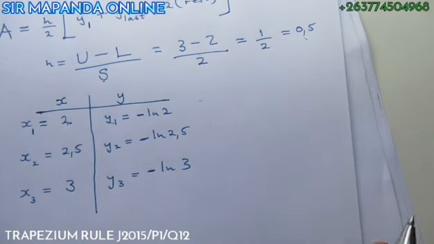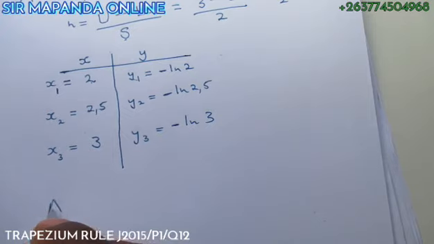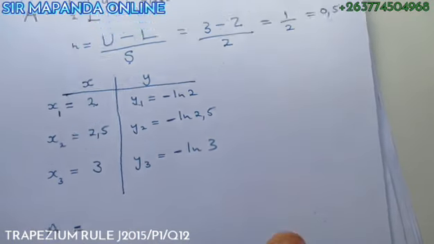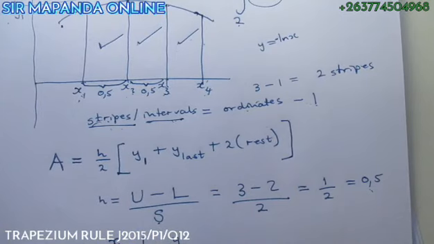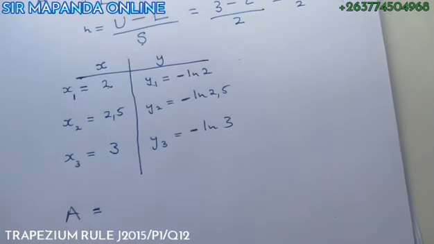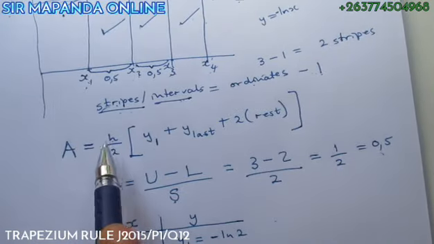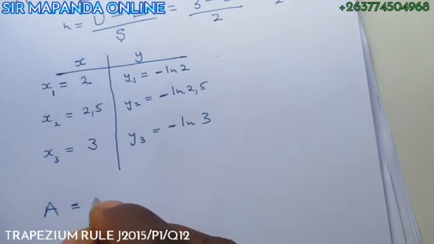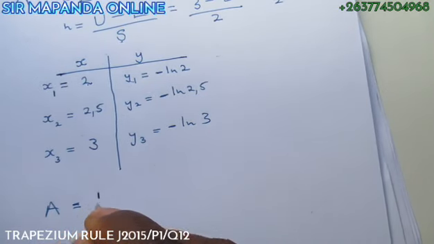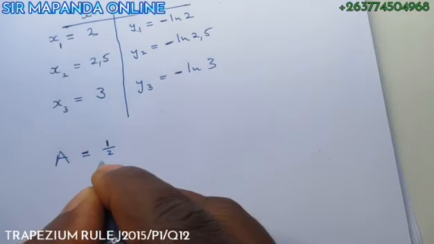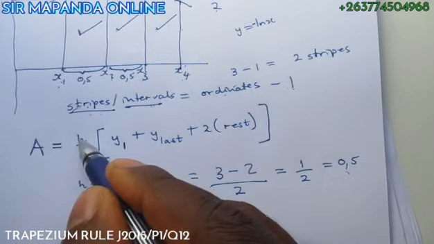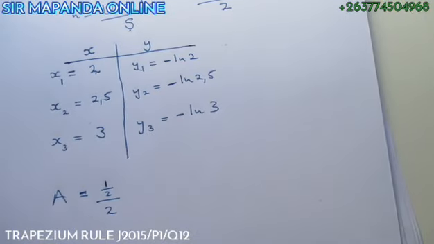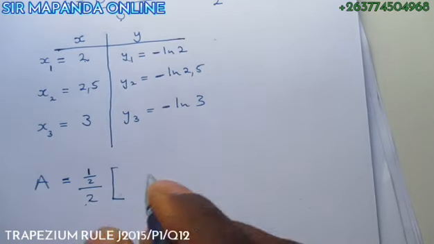Right, so after that, you substitute your values into the area of trapezium: h over 2, open bracket, y1 plus y last plus twice the rest. So I'm going to start by substituting the height. Remember, the height here is half, which is 0.5. So you put half here as your height divided by 2. So my height is half divided by 2, which gives you 1/4.